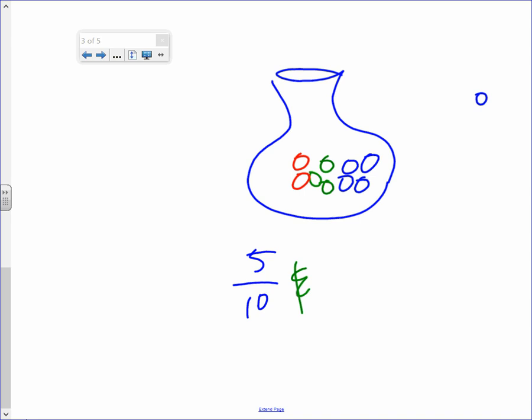So watch me. If I grab the blue marble and keep it, and then I grab the green marble, what's the probability of me grabbing a green marble now? It would be 3 out of what? 9. Right, this is out here. So look, the sample space is now shrunk.